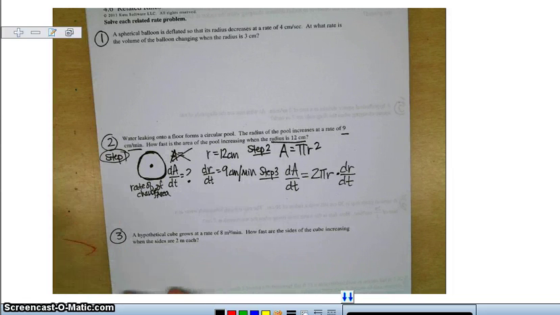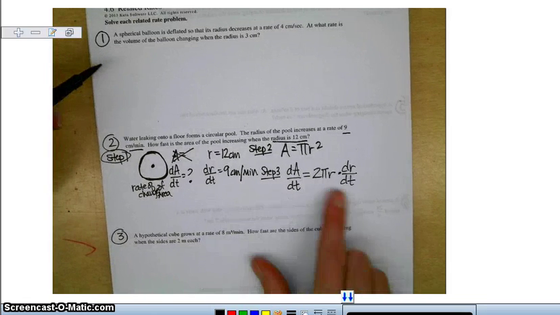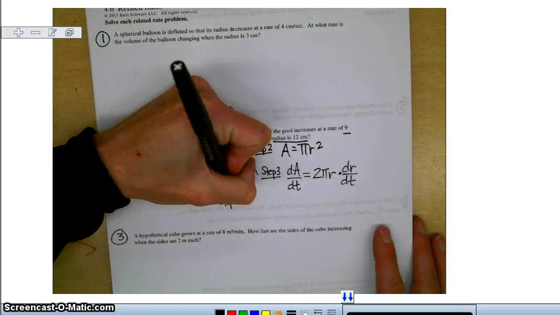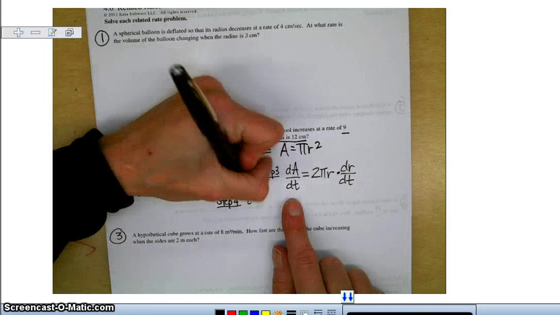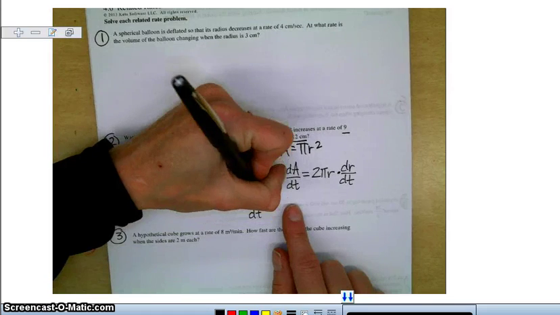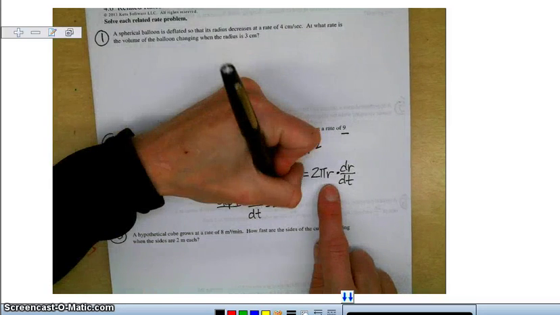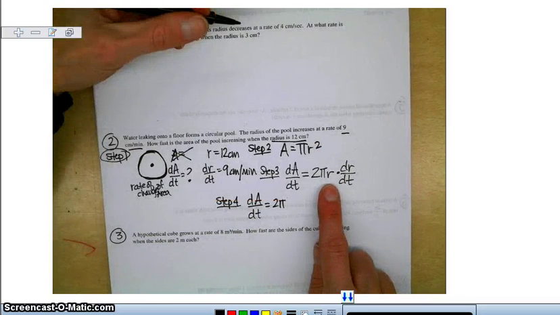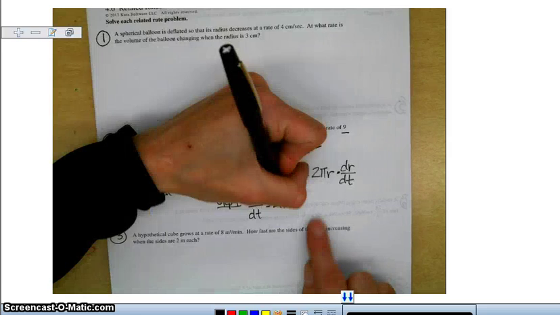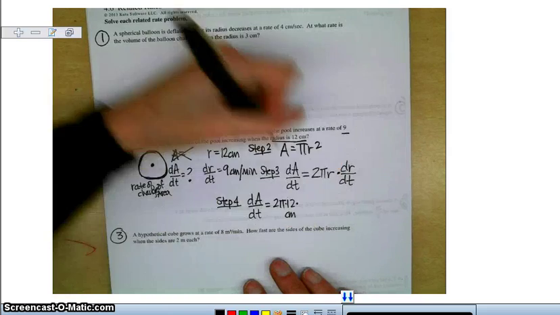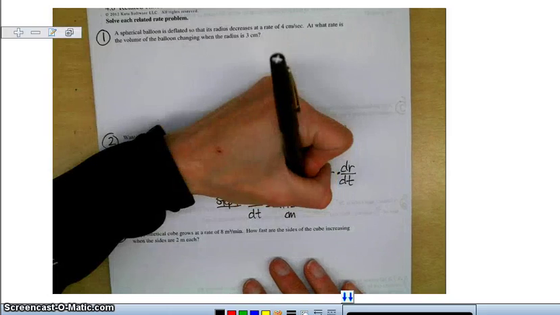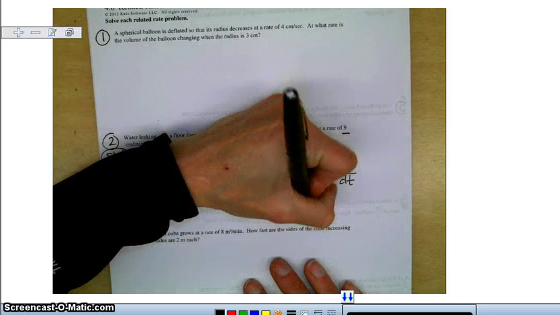All right, so I'm done with step 3. Now step 4, I plug in everything that I know and I find the unknown. So I'm looking for dA over dt, and I know r is 12, and dr over dt is 9 centimeters per minute. And the labels can help you.